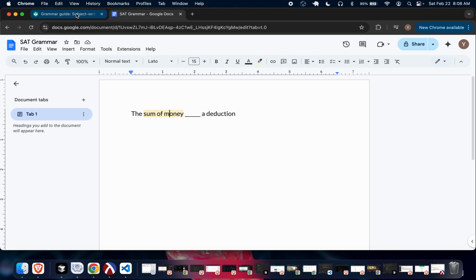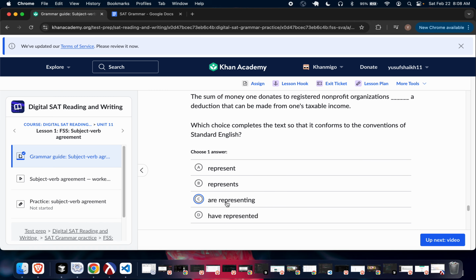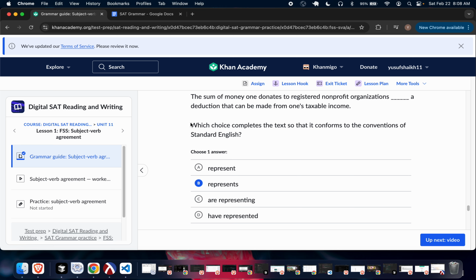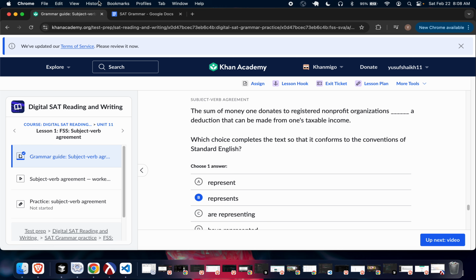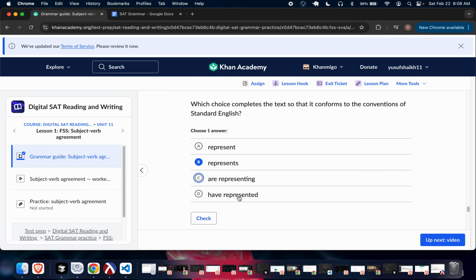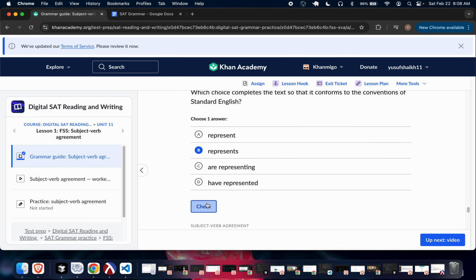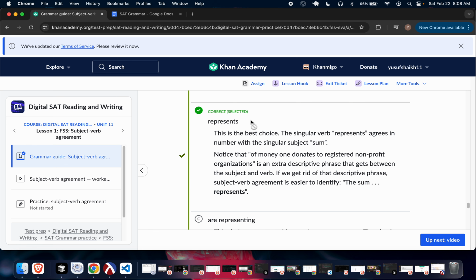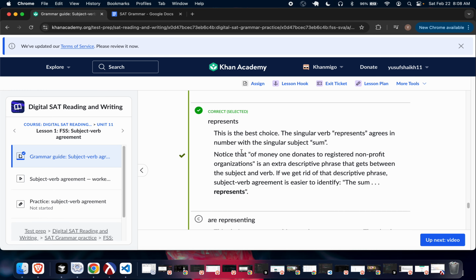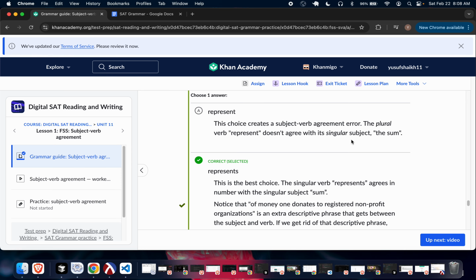No, because that wouldn't make sense there, right? I could say the sum of money represents a deduction. That makes more sense, right? And the sum of money are representing a deduction? No. The sum of money have represented a deduction? No. So the one that makes the most sense here is represents. And we can see that the singular verb represents agrees in number with a singular subject, sum. So you can see that sum is a singular subject and represents is the singular verb in this case.